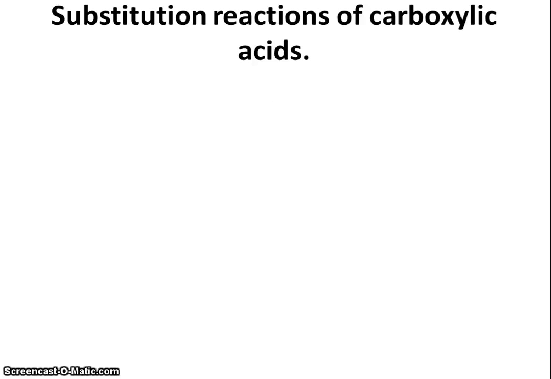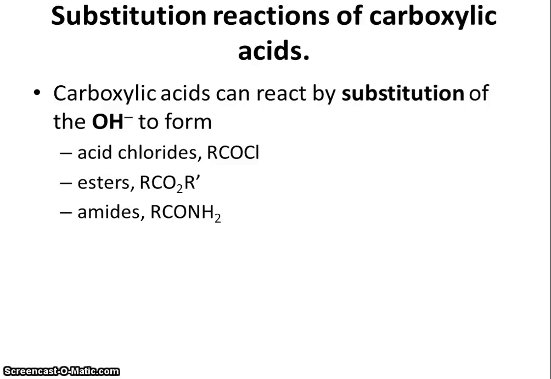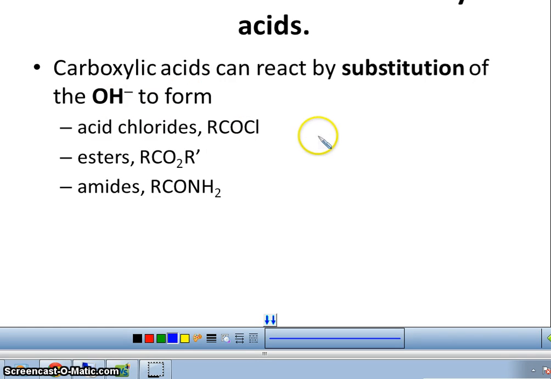Now, substitution reactions of carboxylic acids. Carboxylic acids can undergo a number of reactions. We can substitute the OH of the COOH. The C double bond O stays, but the OH we can substitute. So we can make acid chlorides, esters, or amides. Let me draw a couple of those out so you get the gist. For those of you who don't like this notation, instead of carboxylic acids it would be RC double bond OOH. That's the acid.